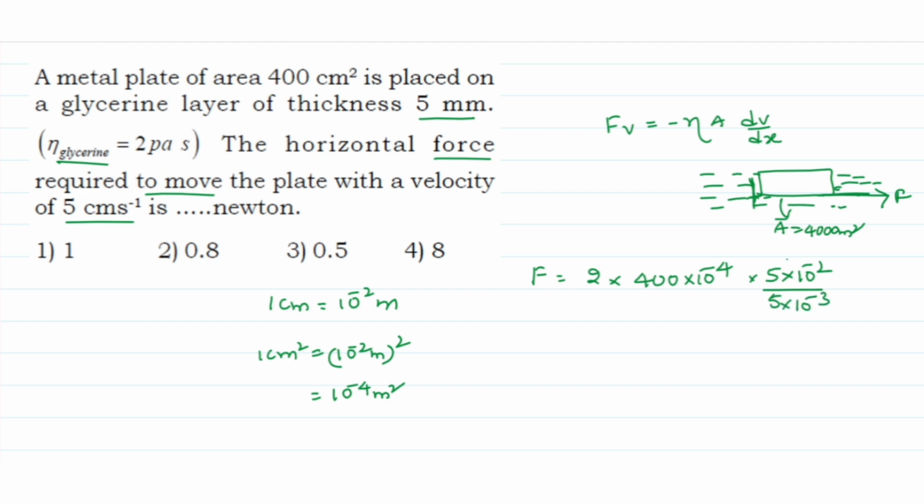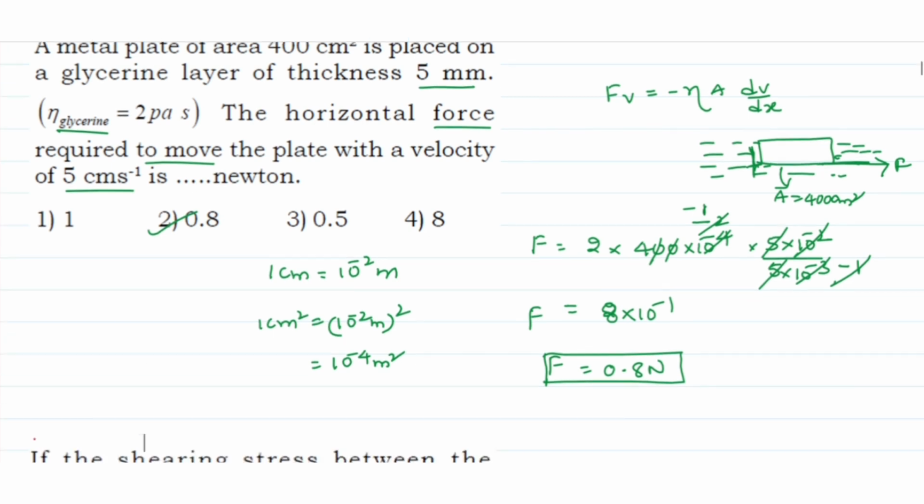Here 5 gets cancelled, 10 power minus 2 and 10 power minus 2 get cancelled, and 10 power minus 1 gets cancelled as well. So F equals 2 into 4, which is 8, into 10 power minus 1, which is nothing but 0.8 newtons. So the required horizontal force to move the plate is 0.8 Newton, which is the correct answer.